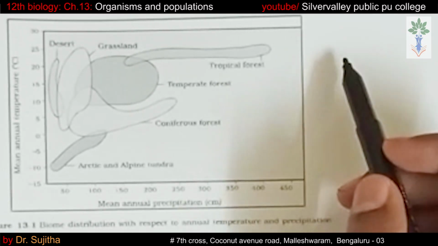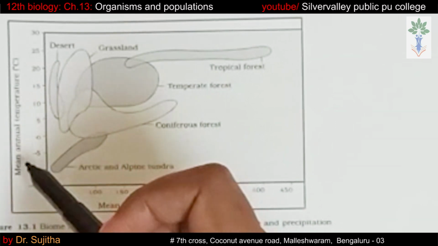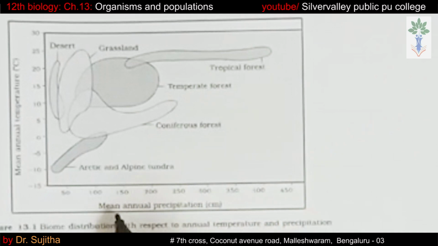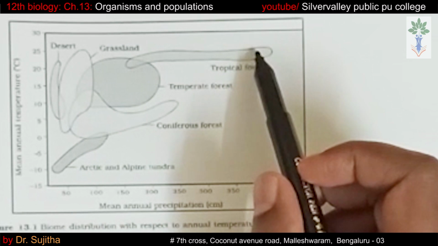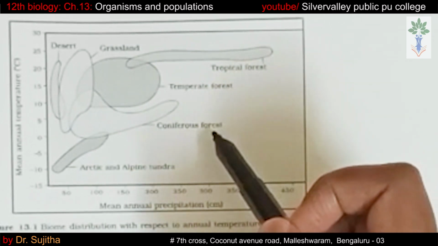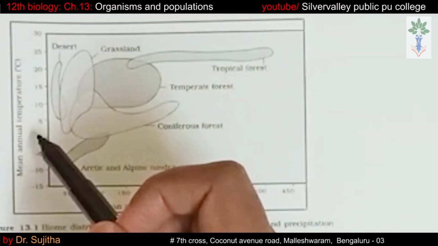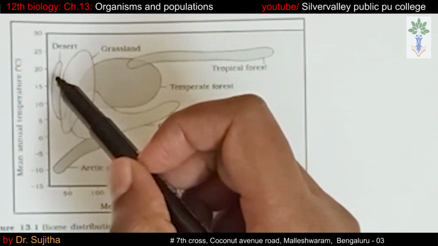This is the graph which represents the biome distribution with respect to annual temperature and precipitation. The y-axis represents the mean annual temperature and the x-axis represents the mean annual precipitation. The precipitation can be in the form of rain or snow. The tropical rainforest receives the maximum amount of rain, followed by the coniferous forest and then by the temperate forest. And towards the y-axis, the grassland has the maximum temperature, followed by the desert.